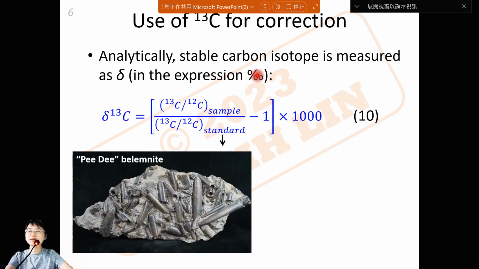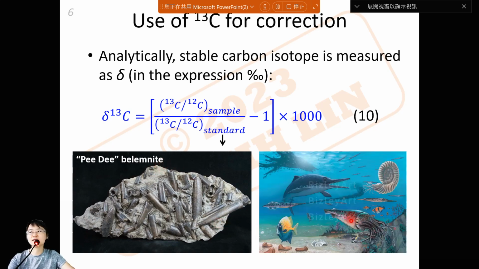The standard is PD belemnite, which is a carbonate fossil. And belemnite is like this. It's a little bit like squid, but it has an external skeleton, which is the material we use as our standard.